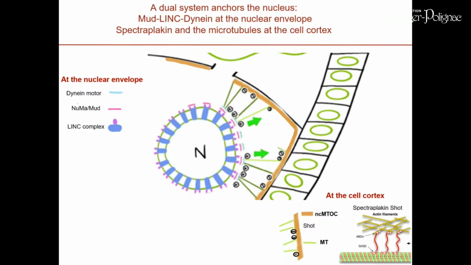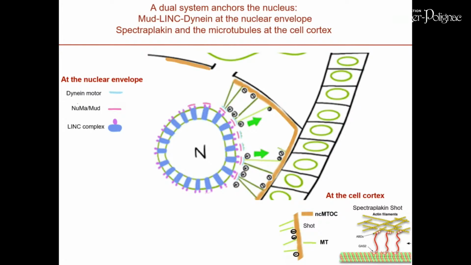So in conclusion, we have identified a dual system to anchor the nucleus in the oocyte. So the first part, at the level of the nuclear envelope, we have an even distribution of the LINC complex, which is going to function with the MUD NuMA protein, which is asymmetrically located, and which is going to restrict in an asymmetric fashion the localization of the dynein motor.